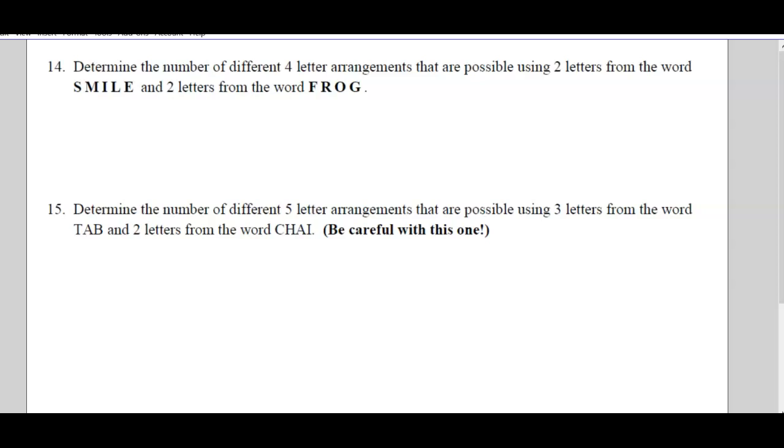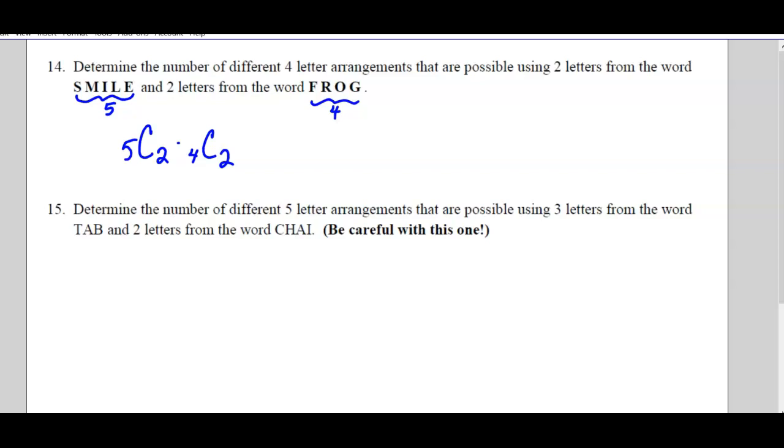You're going to use 2 letters from the word smile and 2 from frog. So that part, deciding which 2 you're going to take from each of those words, is a combination. Then you're going to take those 4 letters and arrange them. So 2 letters from the word smile, well, there's 5 letters here, there's 4 here. So we have 5, and we're choosing 2 of them. That gets you all the possible letters from that word. For each of those, you have to choose 2 from frog. So that gets you all the different letters that you're going to use.